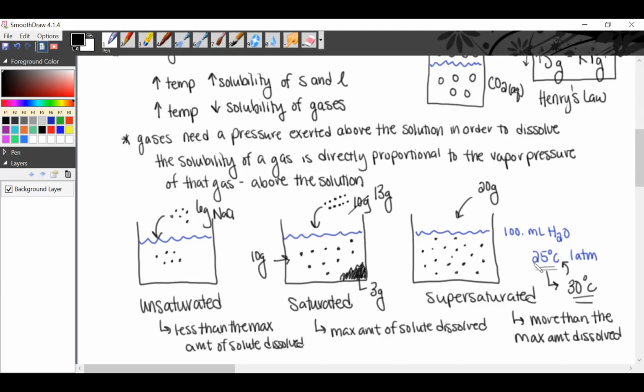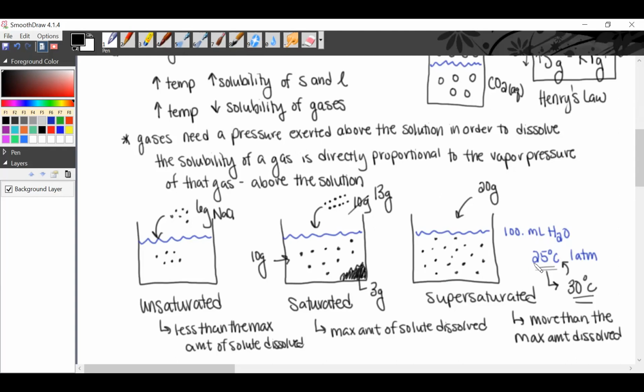You can think about supersaturated like you go to the carnival and you just eat a bunch of junk food. You have the corn dog and the popcorn and the fried dough, and you're so stuffed. And then you go on a ride and you puke, right? So it's kind of the same thing with a supersaturated solution. They're very unstable.